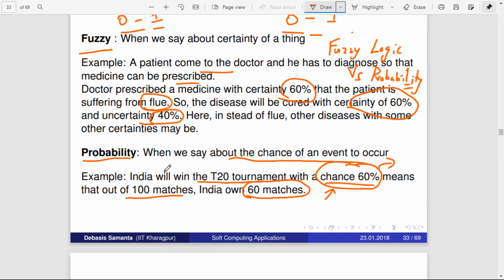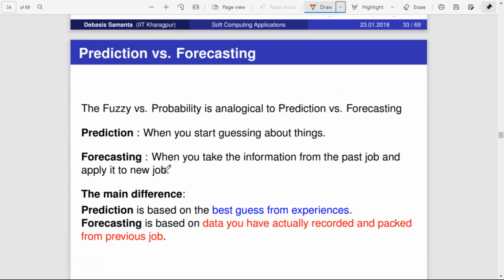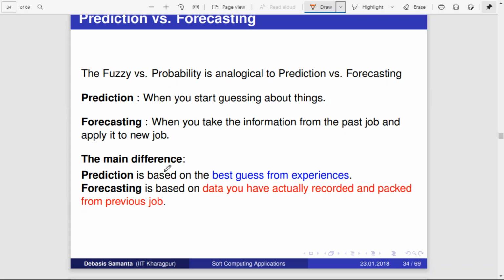Right. So you can also say that fuzzy and probability are somewhat connected to prediction and forecasting. When you say prediction, it is actually fuzzy. It is guessing about the future based on your experience. Prediction is the best guess based on your experience, whereas forecasting is actually based on probability.